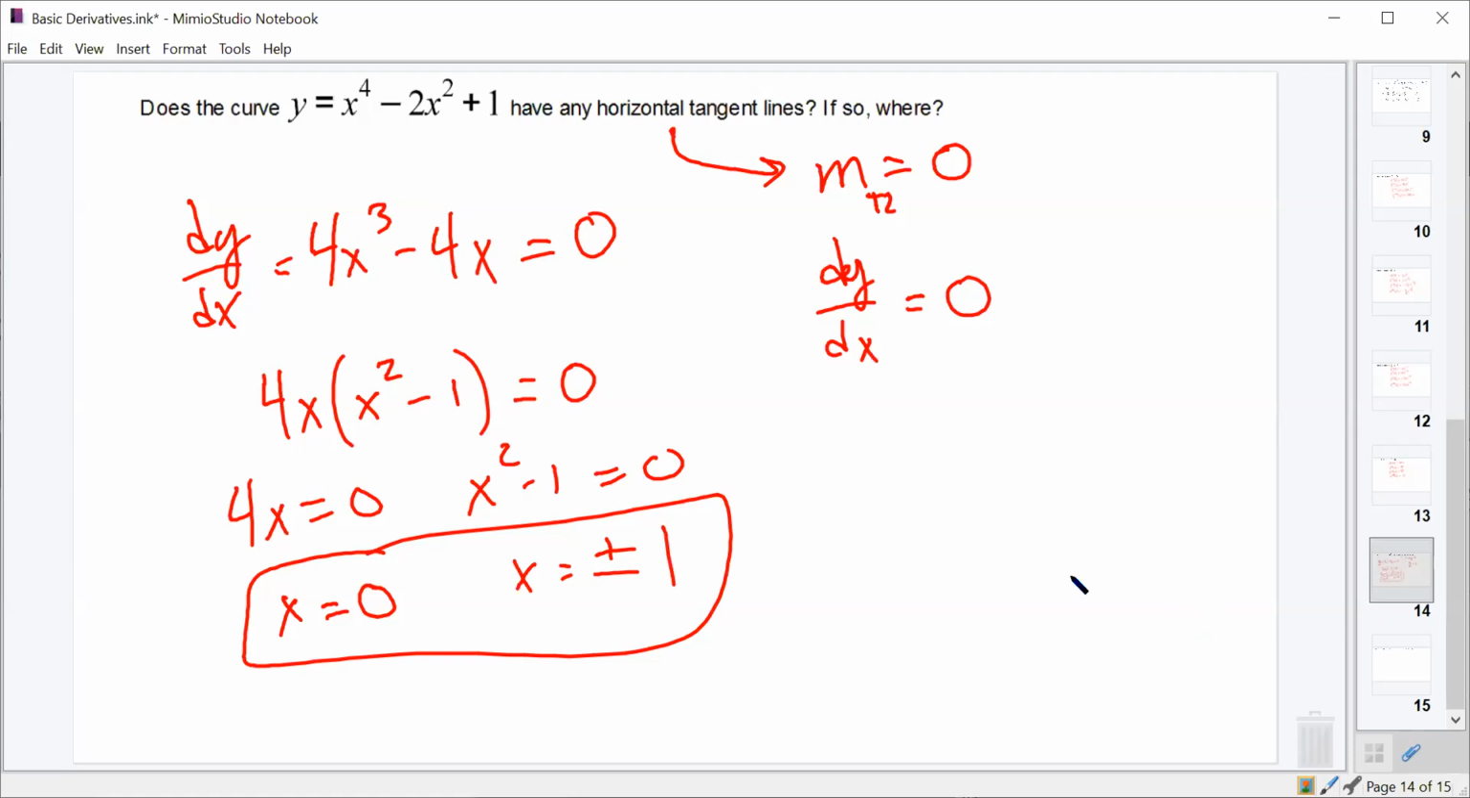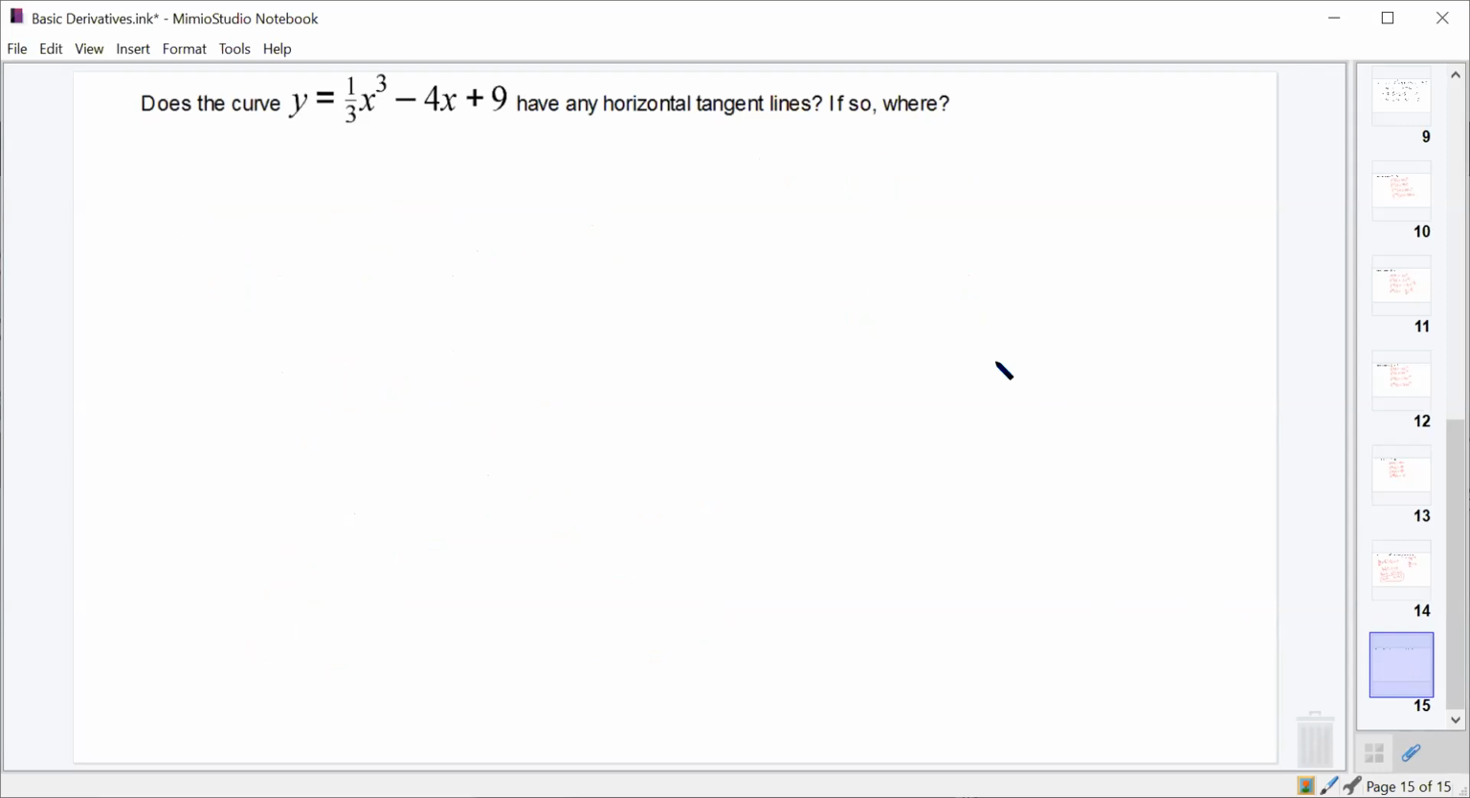All right. Okay, let's do one more just like that, and then that's going to be it for today. You want to try this one on your own? Sure. All right, I'll give you maybe 3 or 4 minutes. Try and figure out if it has any horizontal tangent lines and where they occur, and then we'll go through it and help you out if you have any questions.